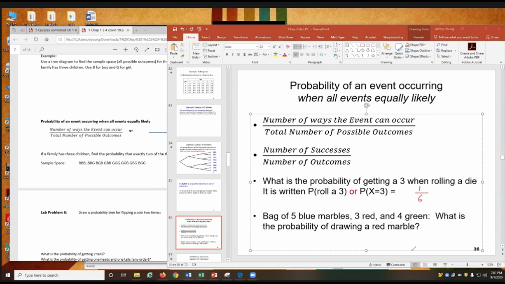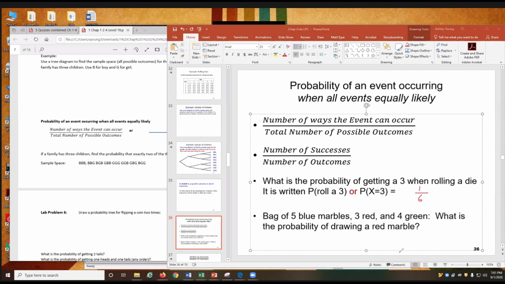Now, I have a bag. It has 5 blue marbles, 3 red marbles, 4 green marbles. What's the probability of drawing a red marble? How many successes do I have? So here, this is the probability of red.